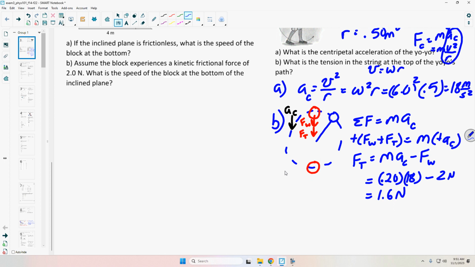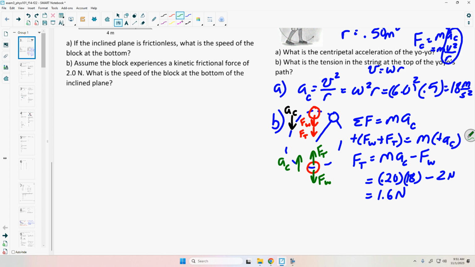I might also ask you the tension in the string at the bottom of the path, and it's going to work out much the same way, except some of your signs are going to change. Watch how it's different. I'll do it in green. In this case, my tension will be up, and my weight will be down. So this is Ft, and this is Fw. Also notice that my centripetal acceleration is in the upward direction.